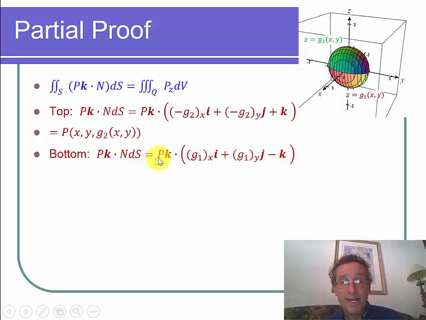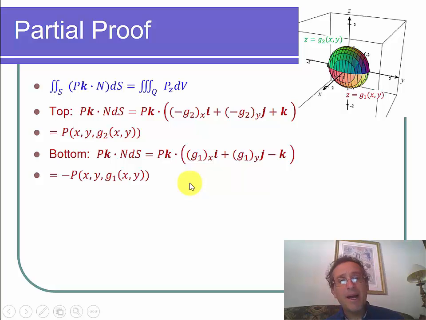And then I take the dot product. Again, because we have just a pk, we're just dotting it with this minus k, and I get negative p of x comma y comma, and since we're in the bottom part, where z is equal to g1 of xy, we can write g1 of xy.